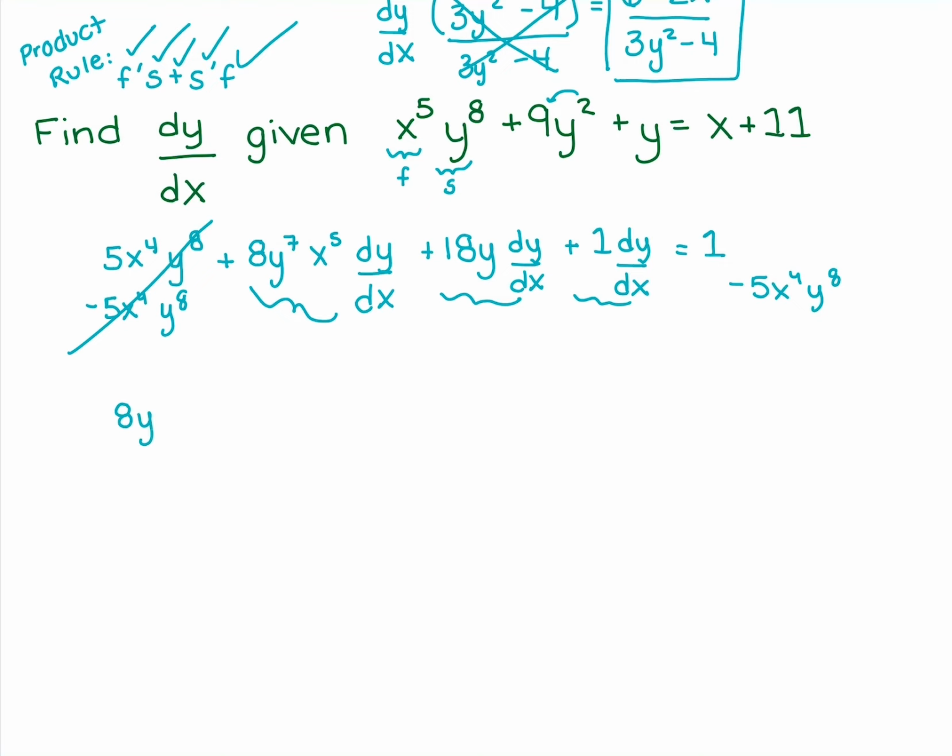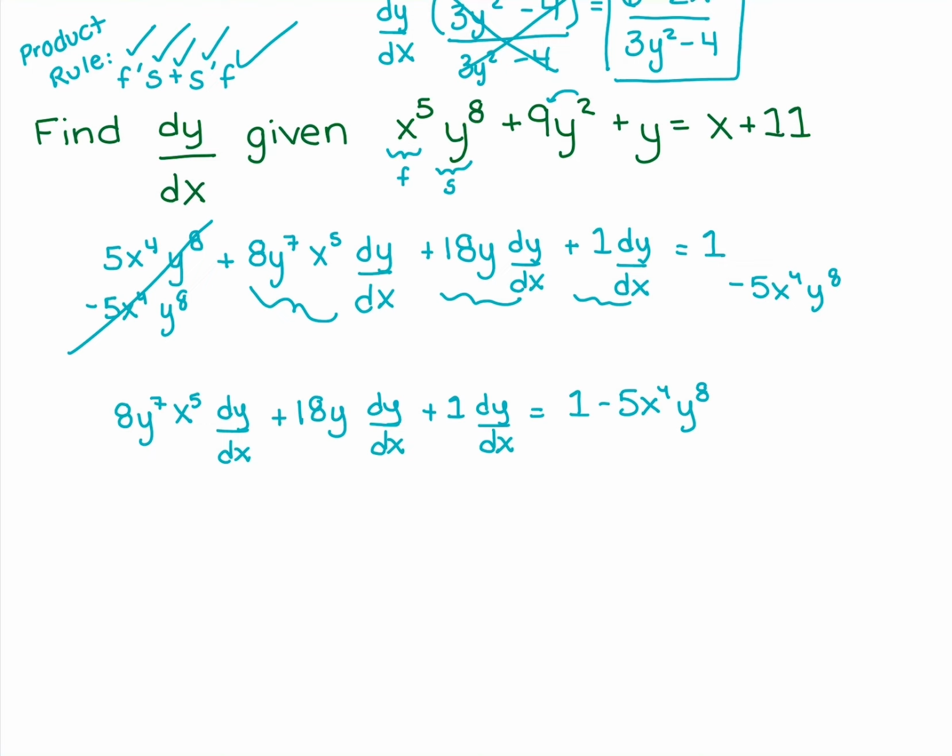So we get 8y to the 7th, x to the 5th, dy dx, plus 18y dy dx, plus 1 dy dx, equals 1 minus 5x to the 4th, y to the 8th.